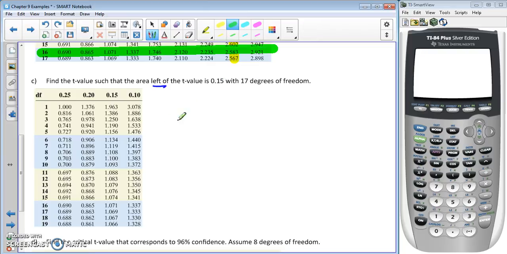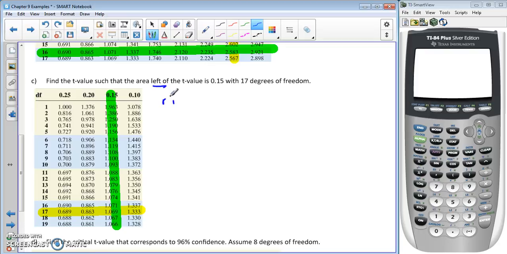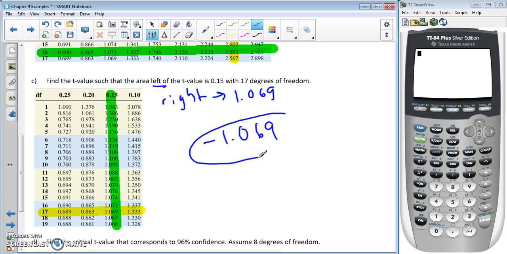Okay. So next one, the area in the left tail is 0.15 with 17 degrees of freedom. So we can still use our table. So 0.15, and then 17 degrees of freedom. The one for the right is 1.069. We use symmetry, so our left one is just going to be the negative value there, right?